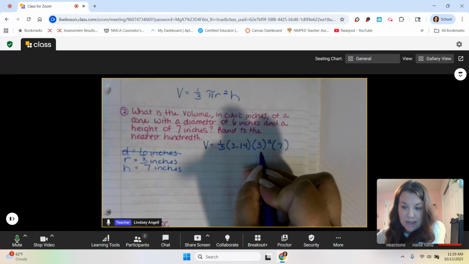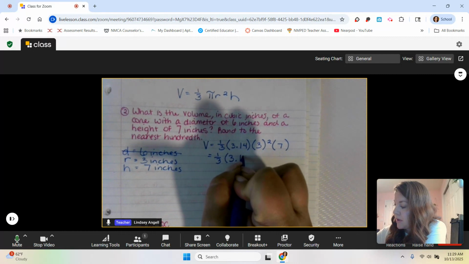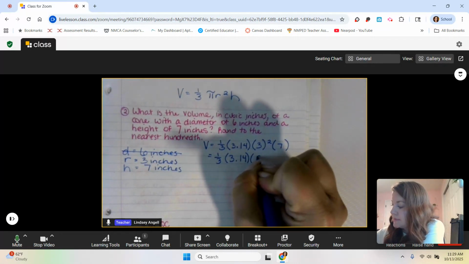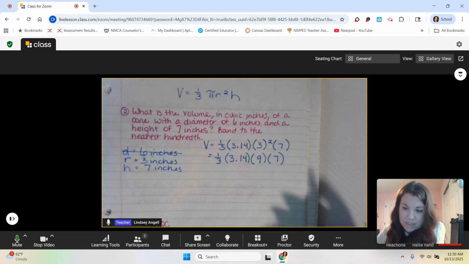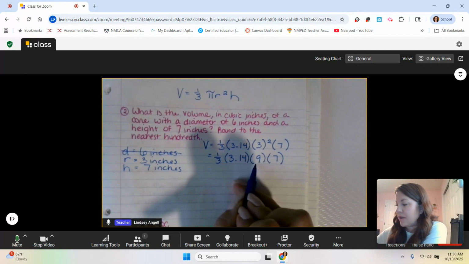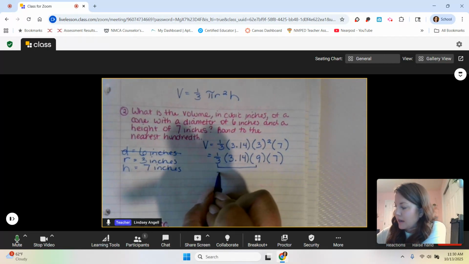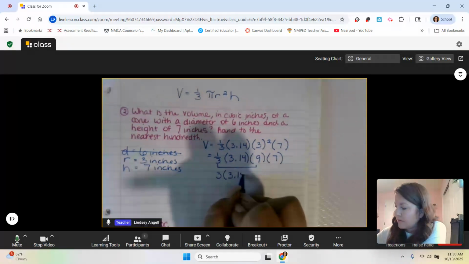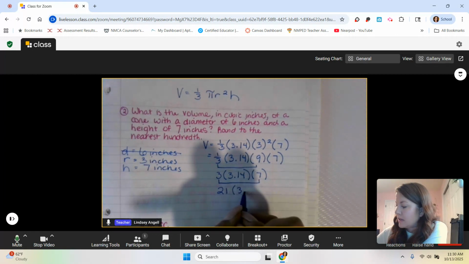First step is get rid of that exponent. Okay, so now I have 1/3 times 3.14 times 9 times 7. Well, just like that problem before, this just happens to be how it worked out. This isn't going to happen every time, but I do notice that I have 1/3 and a 9. 1/3 times 9 is 3. So I'm going to go ahead and plug that in, and then times 7. Well, I know what 3 times 7 is. That's 21.